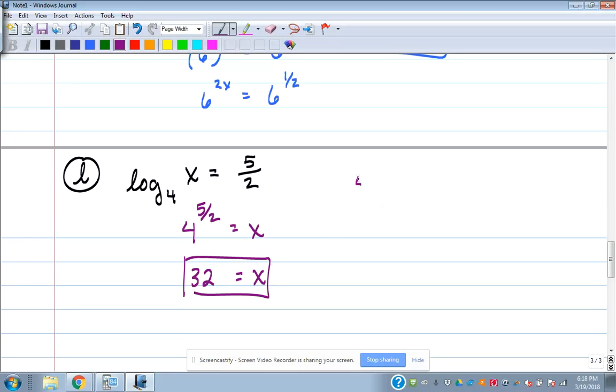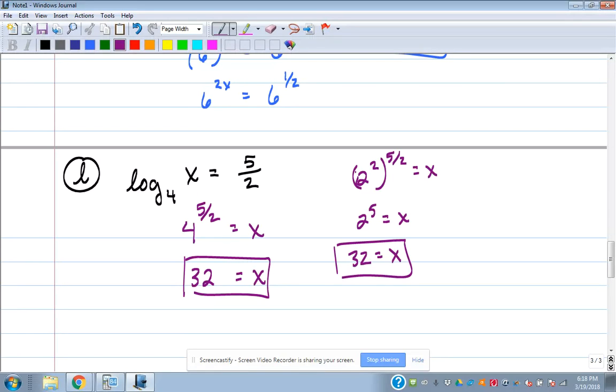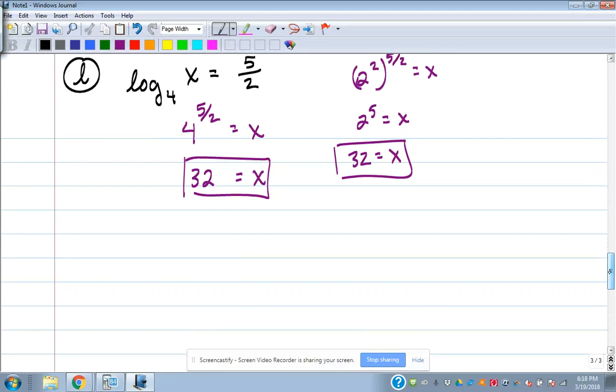You could do it without a calculator. 4 is 2 squared. So 2 squared to the 5 over 2 would be 2 to the 5th, which is where the 32 comes from, because the 2's cancel each other on the exponents. Or you could just type in 4 to the 5 over 2 power. Same thing. Nice when it works out to be a good number.